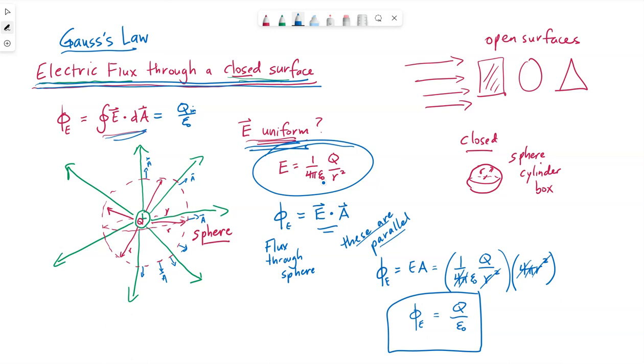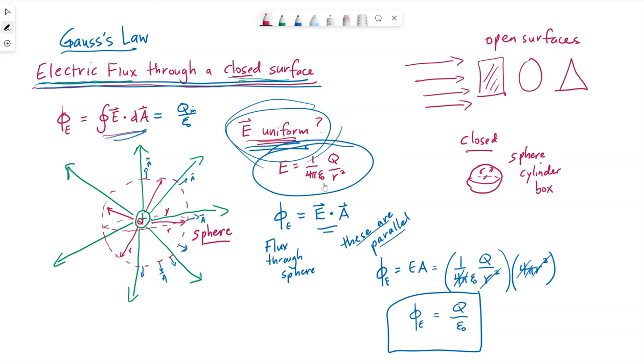Now, it should hopefully make sense. Coming back to my picture, I drew 7 electric field lines as the electric field around this point charge. All 7 of those electric field lines are passing through that spherical surface that I chose to draw. Again, I chose the spherical surface so that the electric field would be uniform. It would have the same value as it passed through the surface.